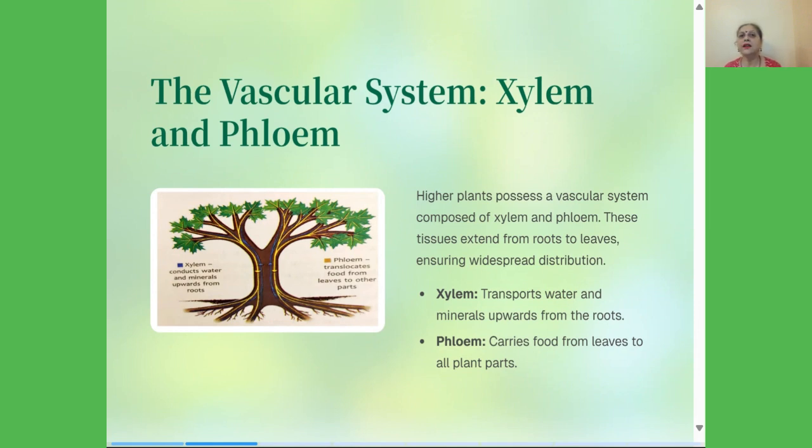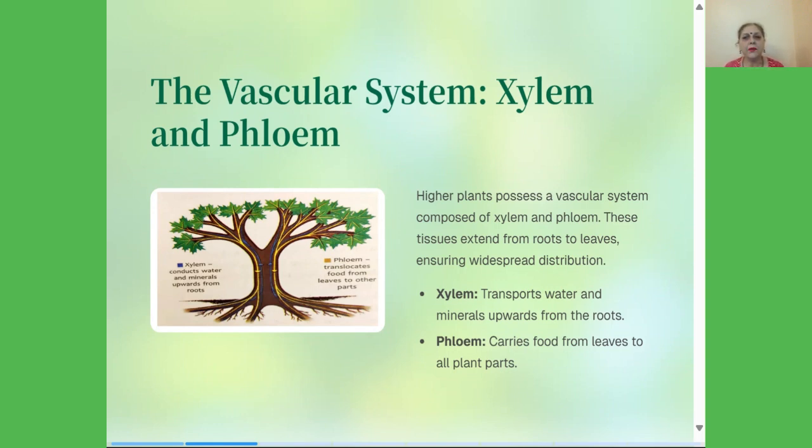As we all know, we call leaves the kitchen. Why? Because the process of photosynthesis takes place in the leaves, and the food goes down to all other parts of the plant. So what is the work of the phloem? To transport the food which was prepared by the leaves. Now, this vascular network ensures that resources are distributed throughout the entire plant. That means up and down, root system as well as shoot system.